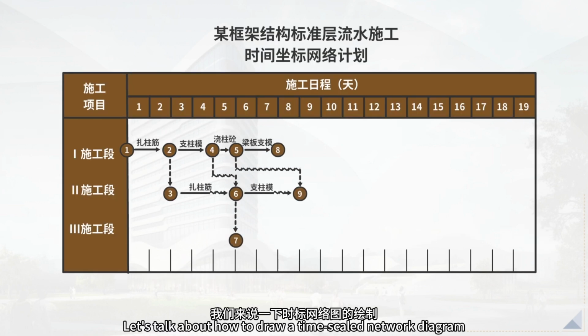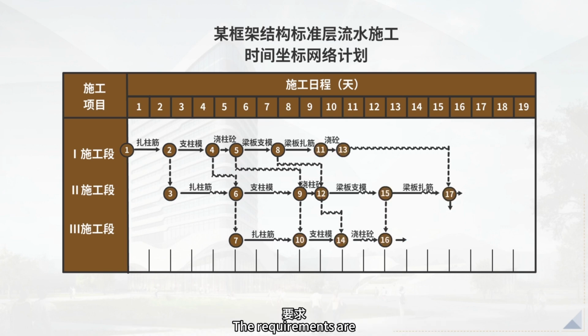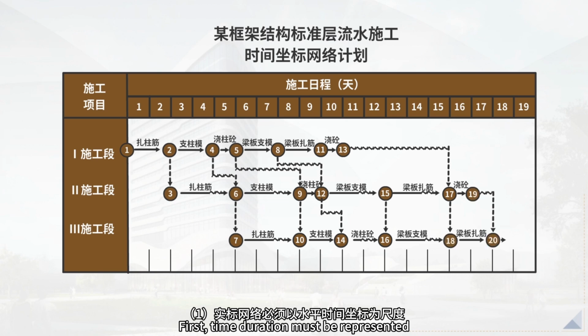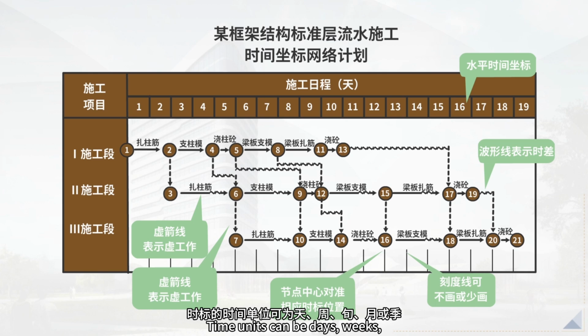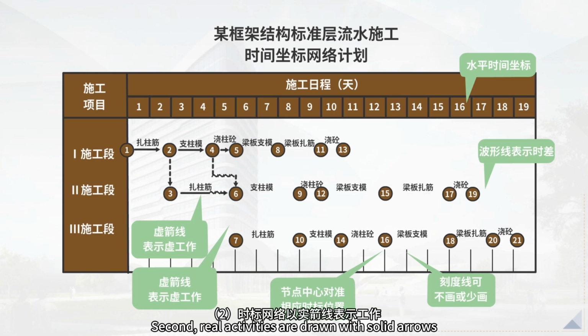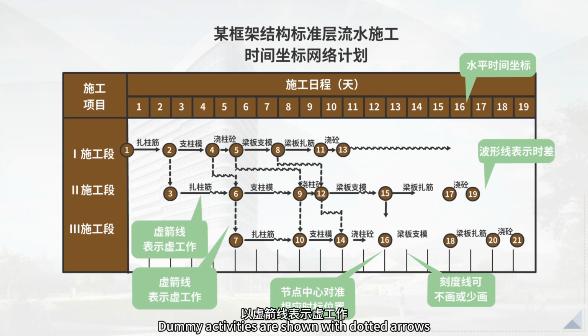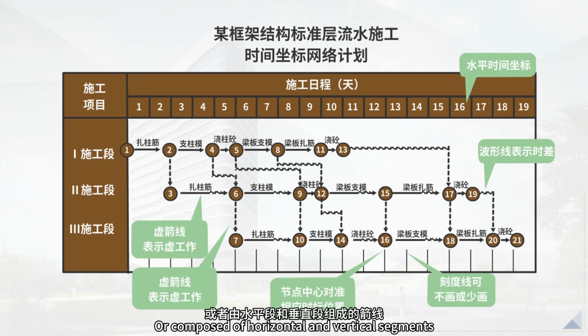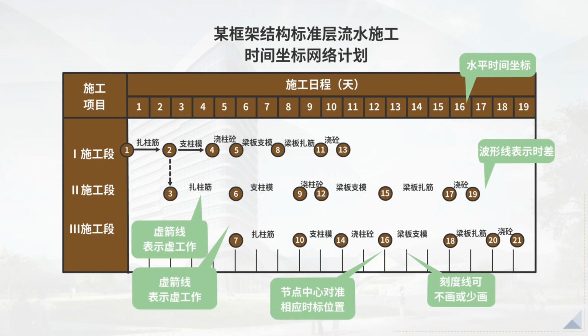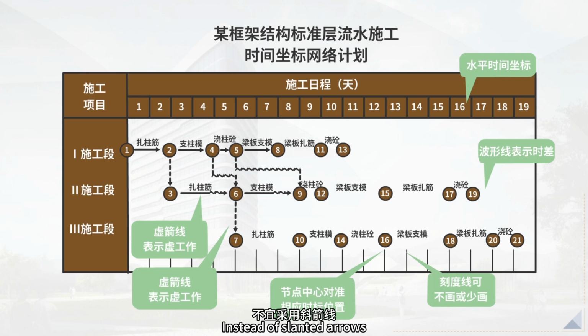Next, let's talk about how to draw a time-scaled network diagram. The requirements are: first, time duration must be represented using a horizontal axis. Time units can be days, weeks, 10-day periods, months, or quarters. Second, real activities are drawn with solid arrows. Dummy activities are shown with dotted arrows. Arrows should be horizontal lines, or composed of horizontal and vertical segments, instead of slanted arrows.